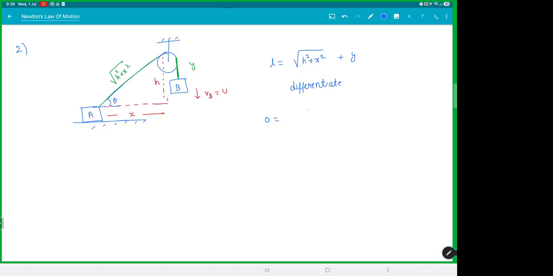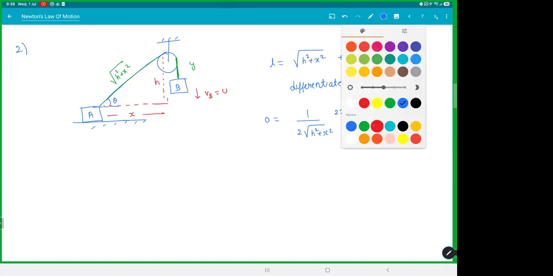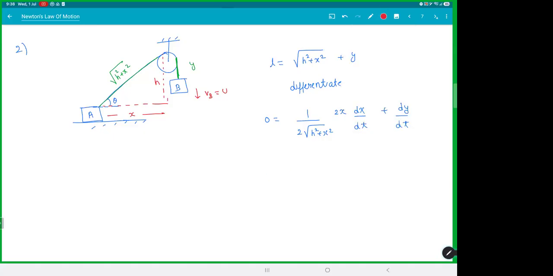This would be 0. Chain rule, 1/2 root of h square plus x square. Differentiate inside, you get 2x dx by dt plus dy by dt. So this would be dy by dt. Now here, look at this thing. When a is going this way, is x increasing or decreasing? Now this is important. So dx by dt is minus va since x decreases.